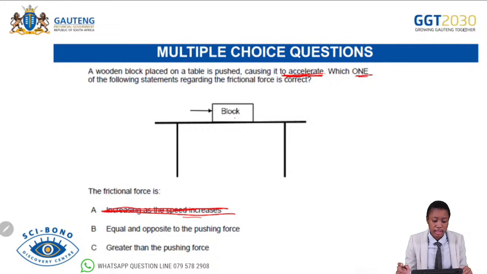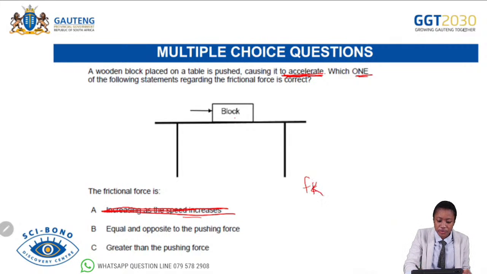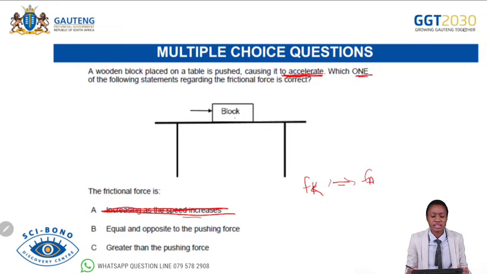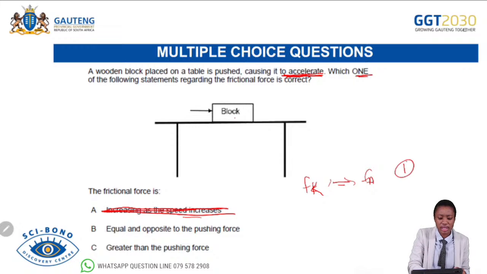Number B says that the frictional force is equal and opposite to the pushing force. So basically we're looking at the kinetic frictional force because the object is moving. It says it accelerates. So it says that the frictional force is equal to the pushing force, which is the force that we applied. If these are equal, they're in equilibrium, what does that then say? It means the object would not accelerate, right? So this is Newton's first law. We know that that is wrong.